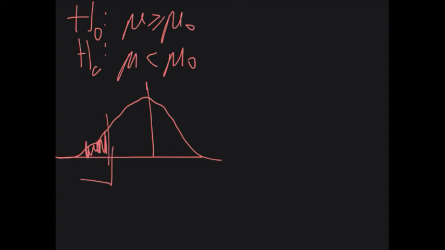All right? Because what we're looking for is evidence that the mean is less than a particular value, and if we're looking for that kind of evidence, then that should take us into the left tail of the distribution. And so it's a left tail test. All right? And that's where you have your Z critical, your T critical.